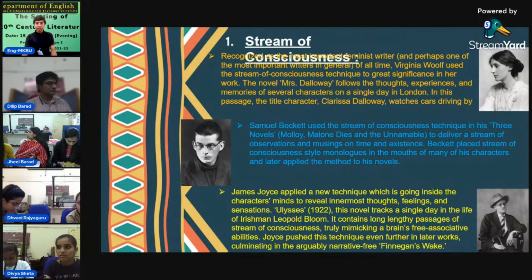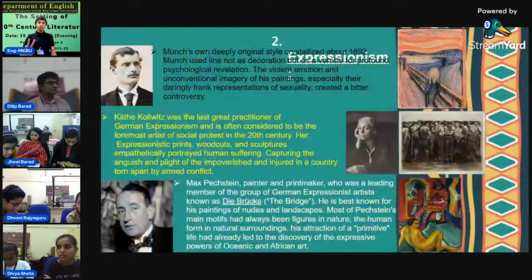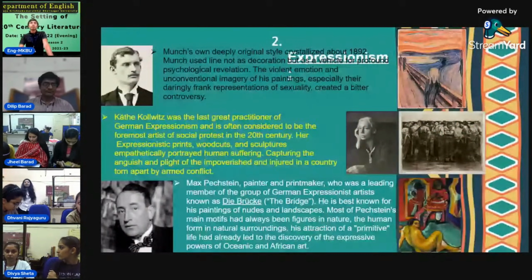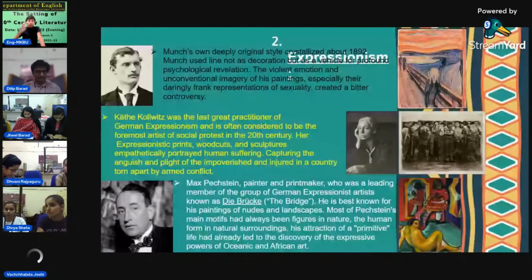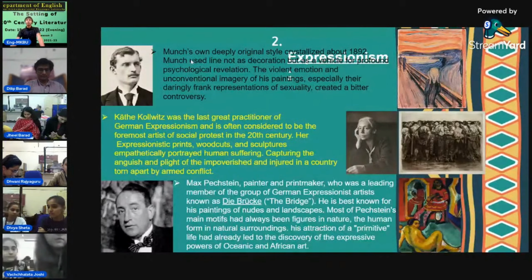We are moving ahead. The second one is expressionism. Basically, expressionism is a movement more related to painting than to poetry or literature. Whatever these painters felt within themselves, they didn't care about the rules and regulations. They just expressed it in the way they felt.